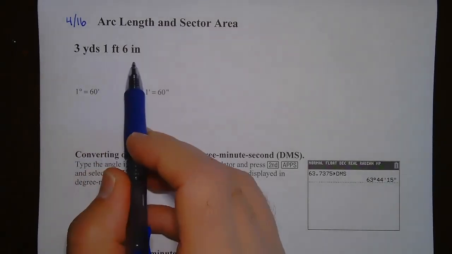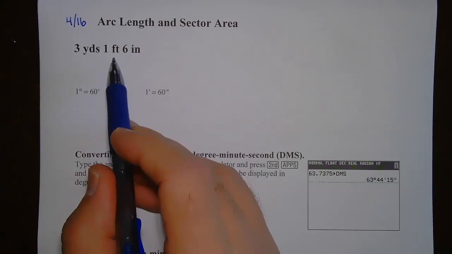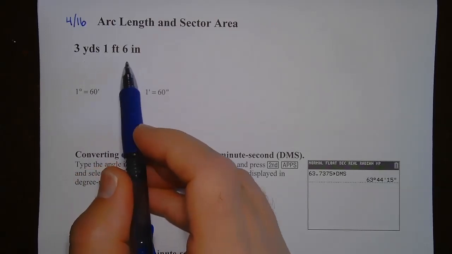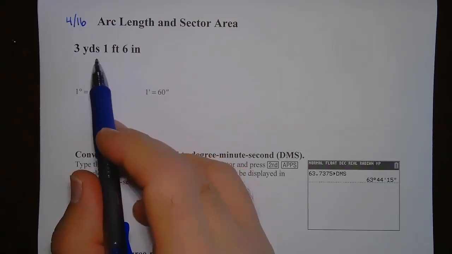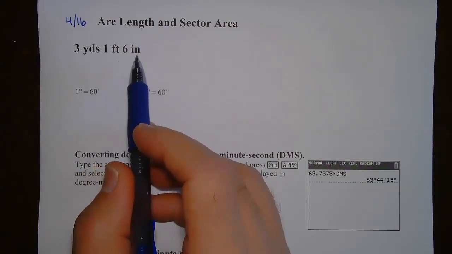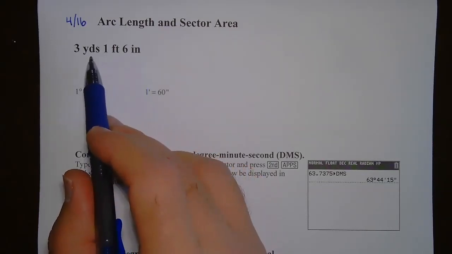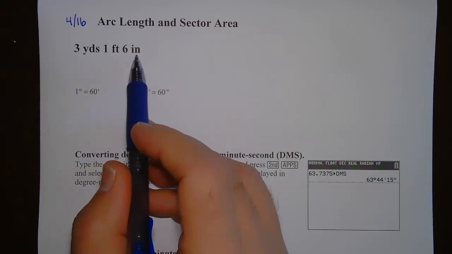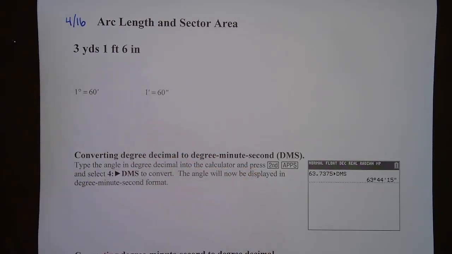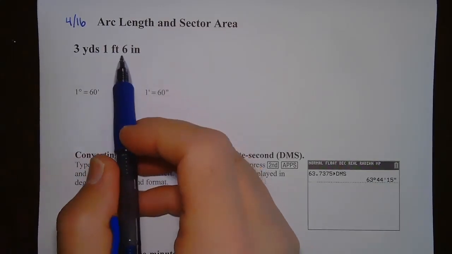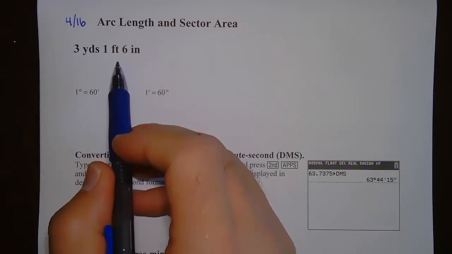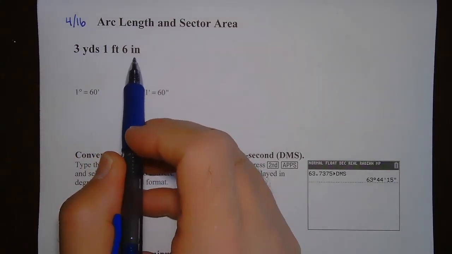This is a length: 3 yards, 1 foot, 6 inches. That's the length of something, and it's using 3 different length measurements, 3 different units: yards, feet, and also inches. So the basic idea is we want to be able to switch this into just one unit, either just inches or just yards.